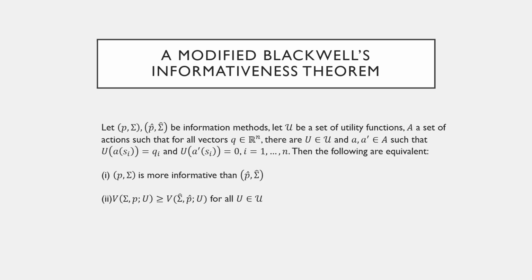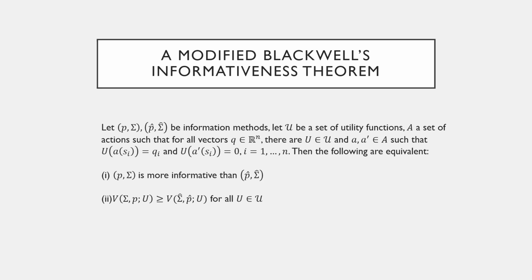So with all that, we can get into a modified version of Blackwell's Informativeness theorem that's presented in the paper. We're going to state it as follows. Let our information pairings P sigma and P hat sigma hat be information methods, and let U be a set of utility functions, A a set of actions, such that for all vectors Q in our n-dimensional real number space, there are utility functions in our set of utility functions such that if we plug A and A prime from our set of acts into our utility functions, for one act we're going to get a number, and for another act, we're going to get a 0. With that, the following are going to be equivalent.